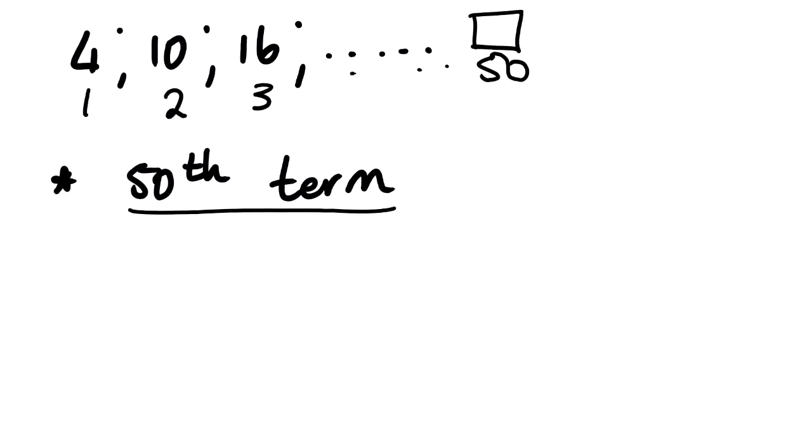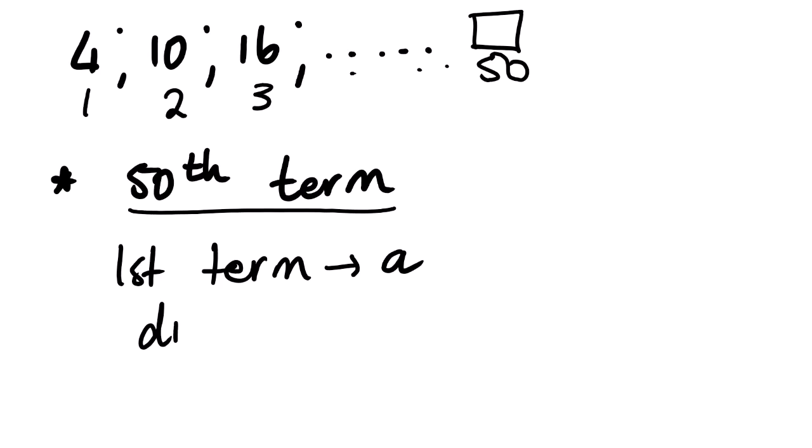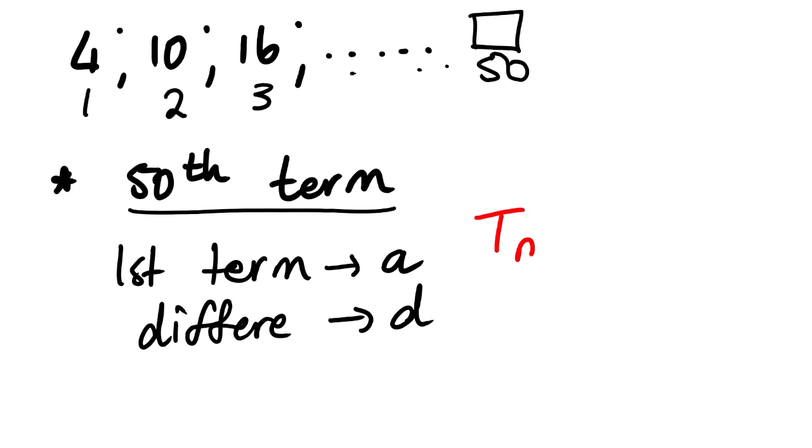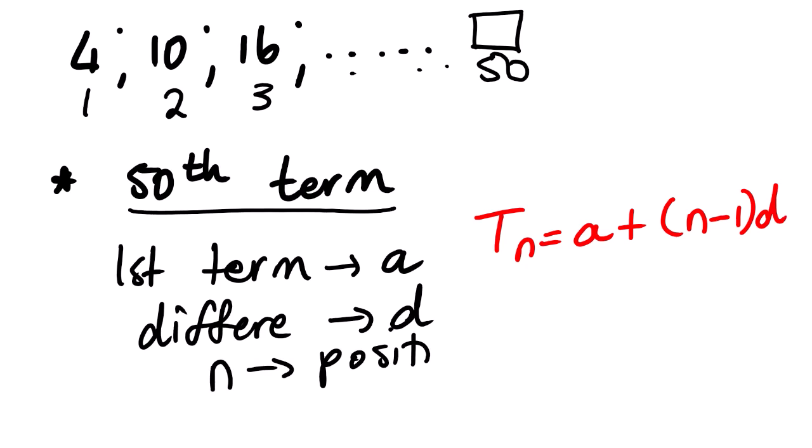Each and every type of sequence has a general equation. The general equation is made up of the first term, which is represented by the letter A, and the common difference, which is represented by D. That equation is Tn equals A plus (n minus 1) D. You need to know that n represents the position of a term.